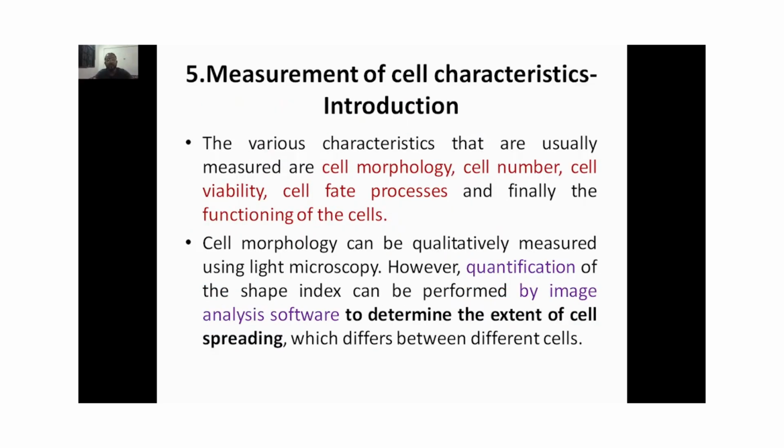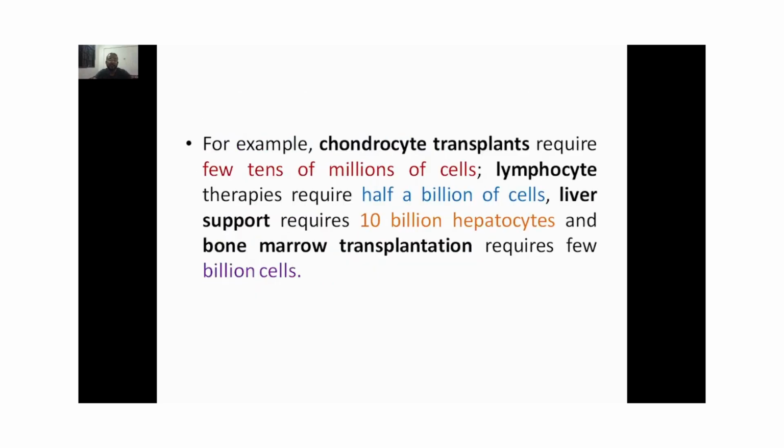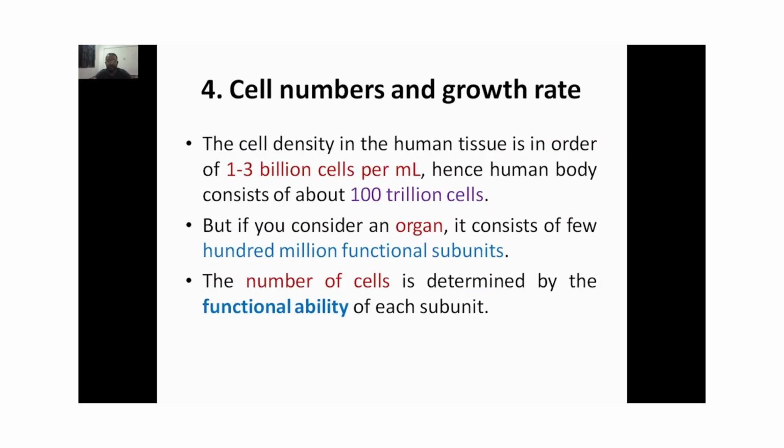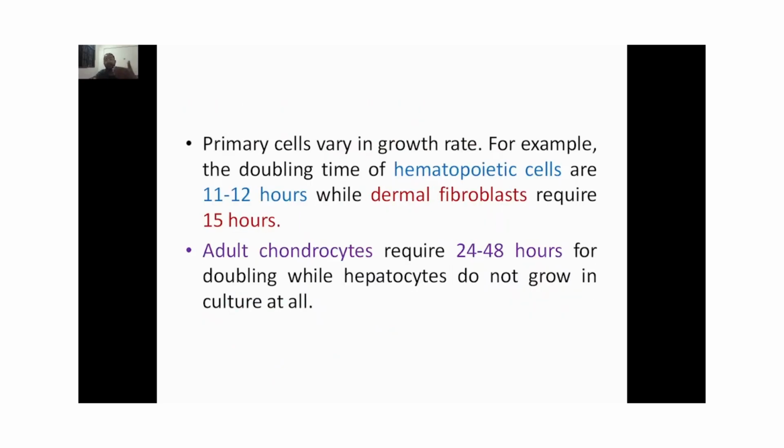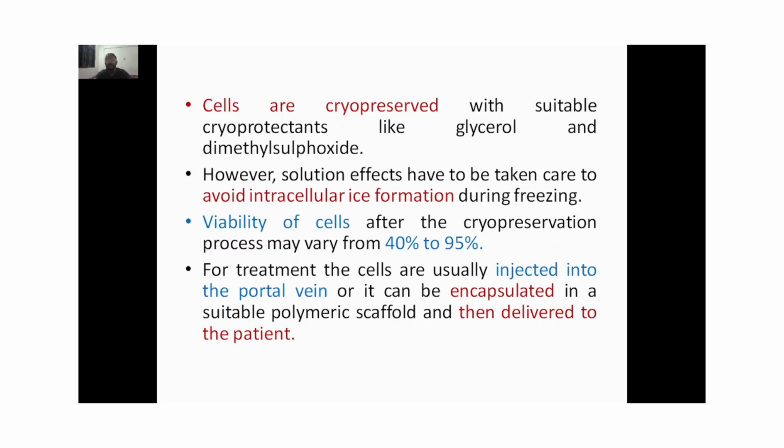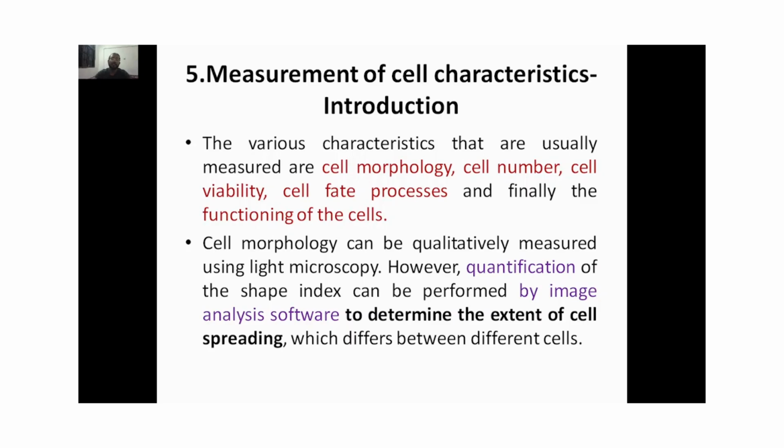So that was about cell number and growth rate. Okay, so those are the different numbers and growth rates, how exactly it is affected at different temperatures, different times, 10 to 12 hours, whatever we discussed, and cell viability, cryopreservation, everything. So the next topic we have is measurement of cell characteristics, which we will discuss in the next class.